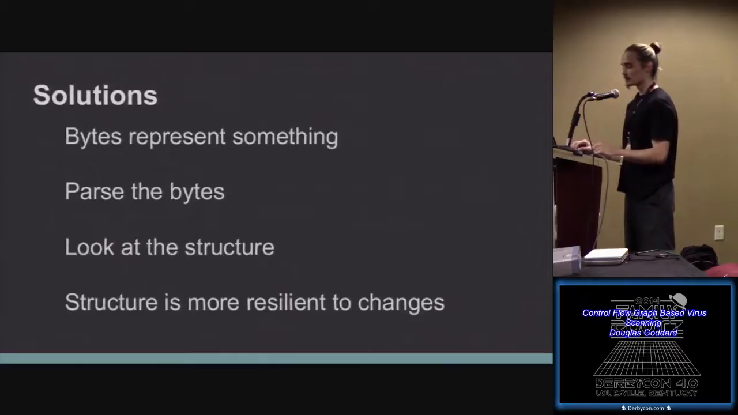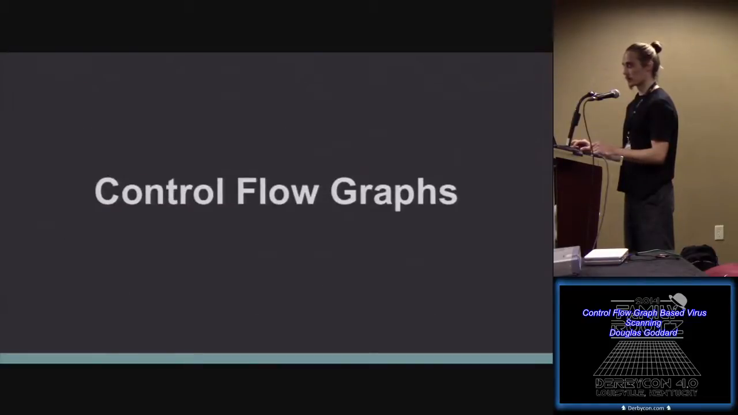The solution to this is, rather than looking at the bytes themselves, to look at what the bytes represent. So we're going to parse those and look at the structure. The structure is more resilient to changes. So instead of looking at a person's DNA, we're going to look at their hair color. So that brings us to control flow graphs.